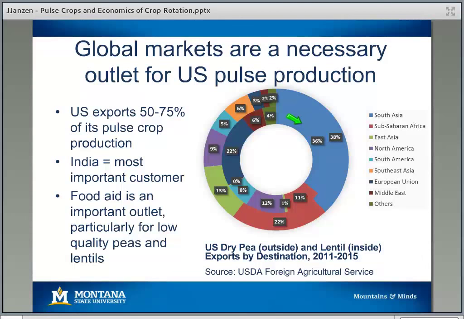The other thing to note is that food aid, that is pulse crops purchased by the US government and donated for humanitarian assistance in developing countries, is really important, especially in the last few years for yellow peas. And particularly for lower quality peas that maybe can't find a home in some of our higher quality market destinations. So this red bar shows the share of these crops going to sub-Saharan Africa. And especially for dry peas, our second most important export customer is sub-Saharan Africa. And a lot of that is that food aid market.